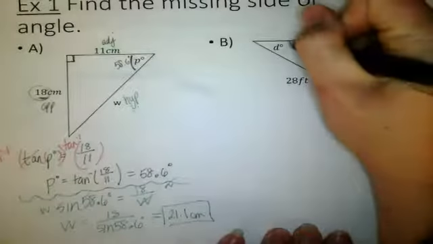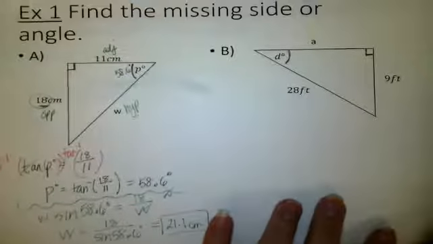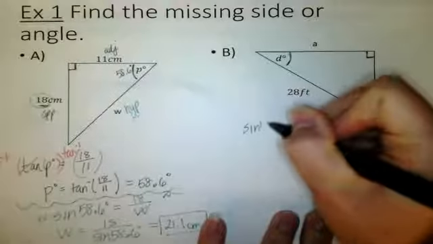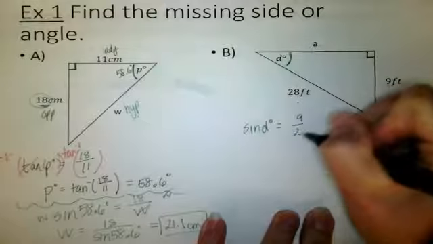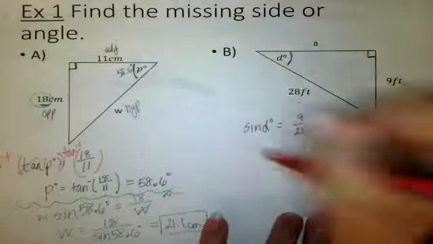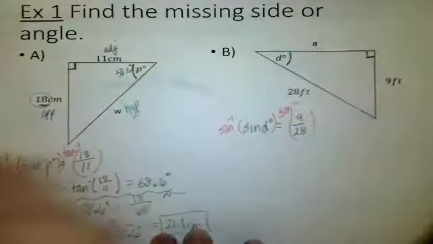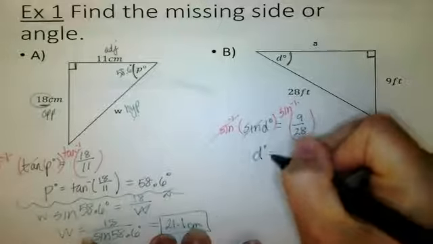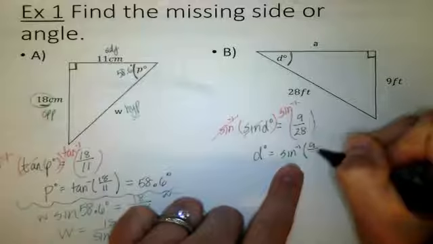So first, I need to find angle D. And looking at the other information that they've given us, what trig function can I write? Sine. Sine of our angle D would be opposite over hypotenuse, so 9 over 28. How do you get D by itself? Inverse. Sine inverse of both sides. Sine inverse and sine cancel one another out. And so D is going to be sine inverse of 9 over 28.